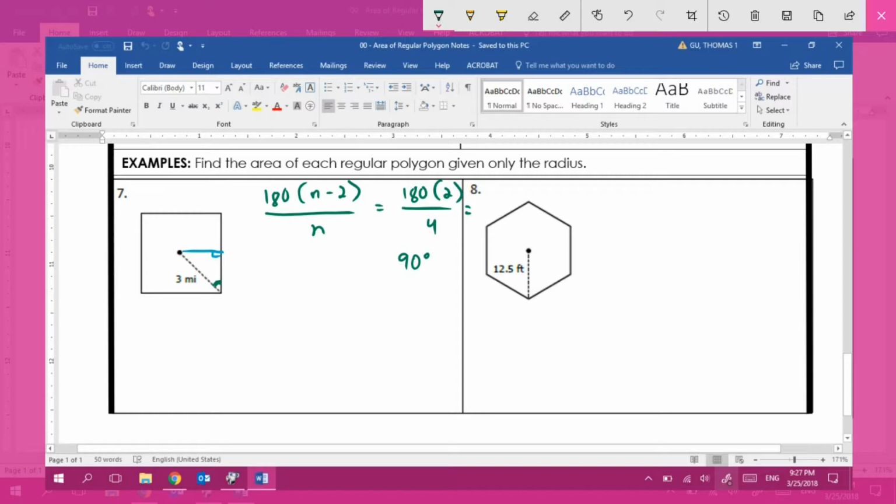There's 90 degrees in a square. Half of this is 45 degrees. So this angle over here is 45 degrees. Okay? So we found that. Now, why do we need that? So we can find our apothem. But first, we're going to have to find our side length. So let's use this to find, well, we can find either the apothem or the side length.